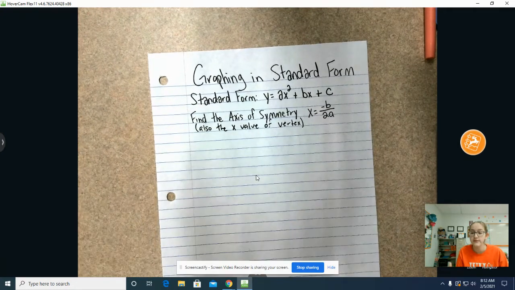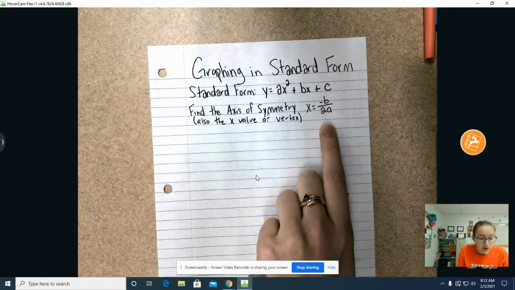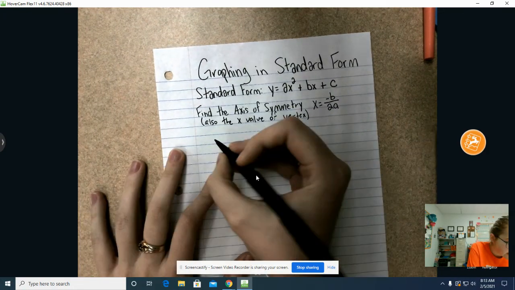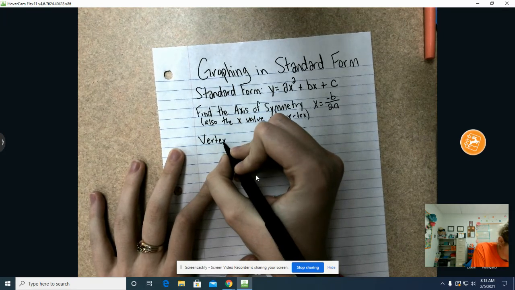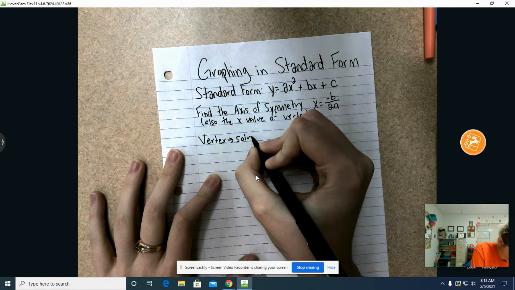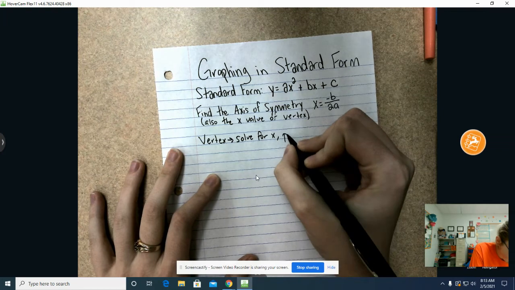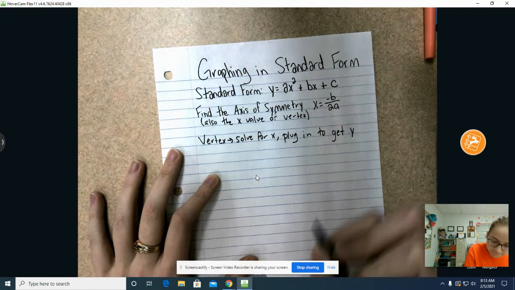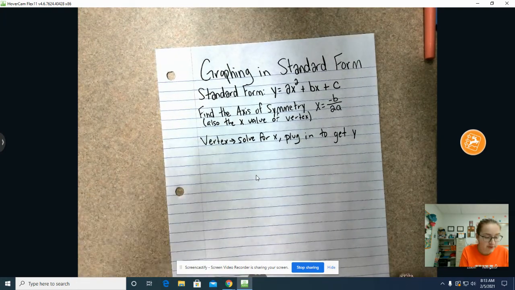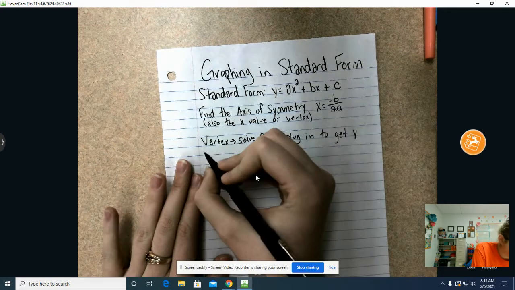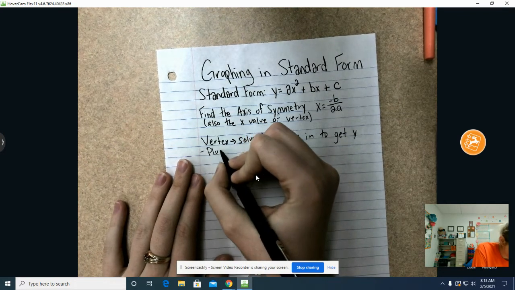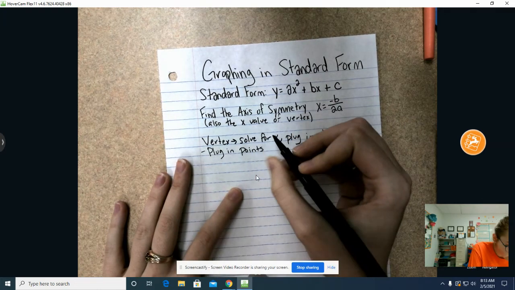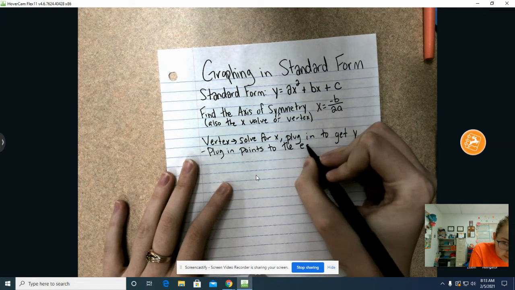Okay, so when we find our axis of symmetry, we have our x value, and we're going to plug that in and find our y. So essentially, to find the vertex, you solve for x, plug in to get y. And then once you have your vertex, you're going to plug in points to the equation.